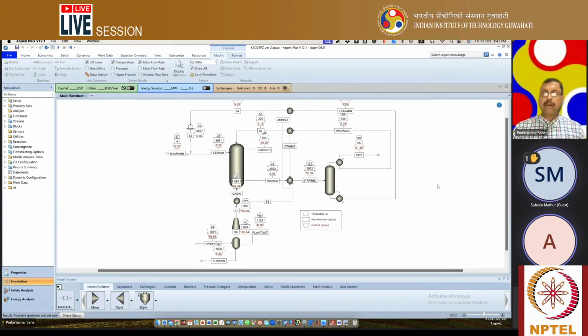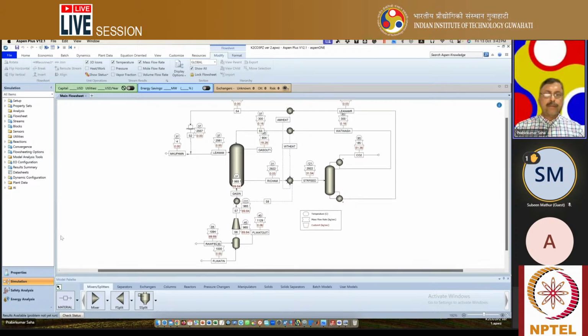Okay. So this is another CO2 sequestration model that I have done. The only difference is that in the earlier case it was with MEA, monoethylamine, and here it is with K2CO3. Okay, K2CO3 and piperazine.